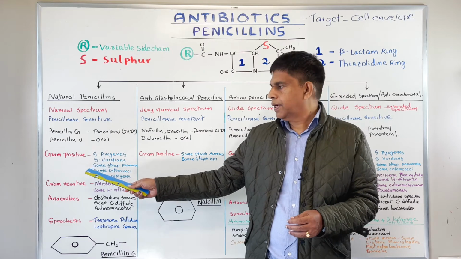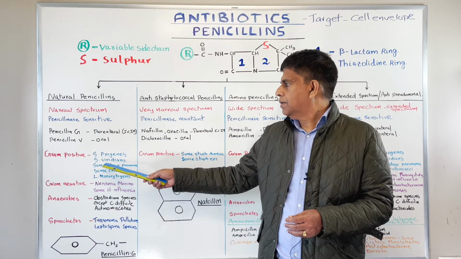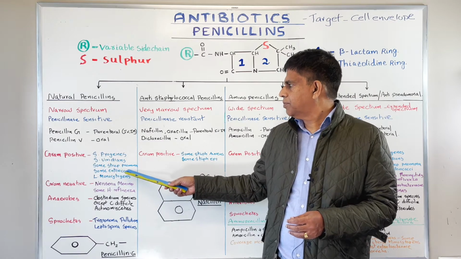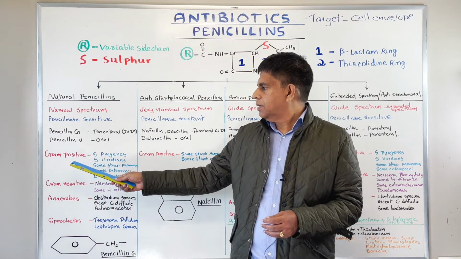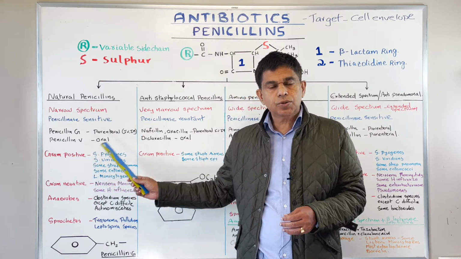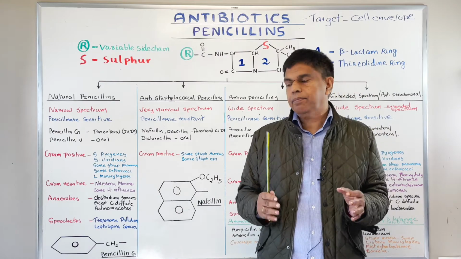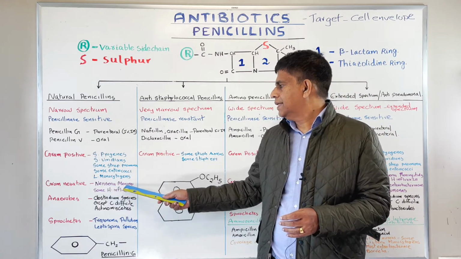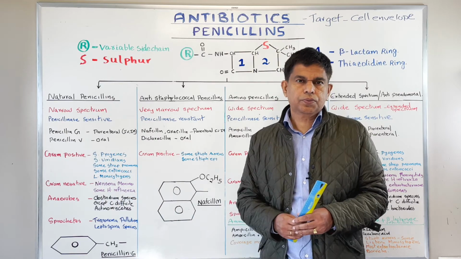Gram-positive, let's look at the gram-positive. It works on Streptococcus pyogenes, Streptococcus viridans, some Strep pneumoniae, some enterococci, and Listeria monocytogenes. So those are the gram-positive spectrum. Now let's look at our gram-negative spectrum. Neisseria meningitidis, and some H. influenzae, it also works.